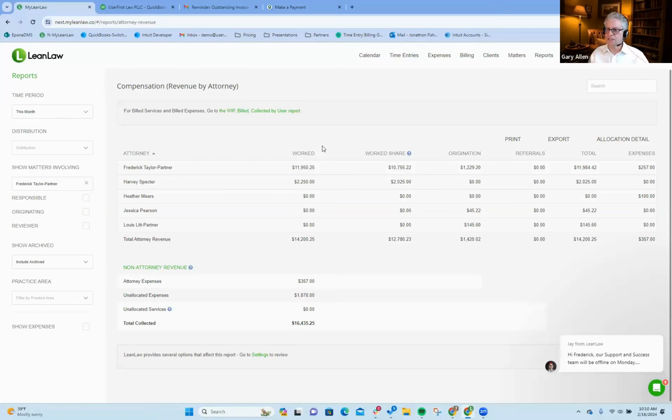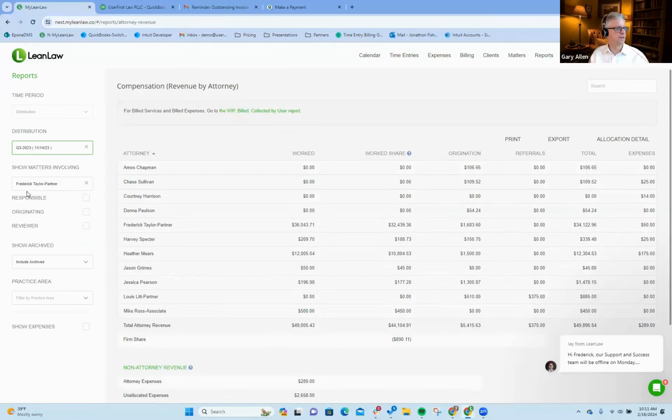In order for that to get into QuickBooks, you use what's called a distribution. And so we can show specific distributions here. Let's say, okay, what was the distribution in Q1, or let's go back and do Q3 2023. Okay, so now we know exactly what was distributed to each person in this total column here based on those percentages that the firm has.